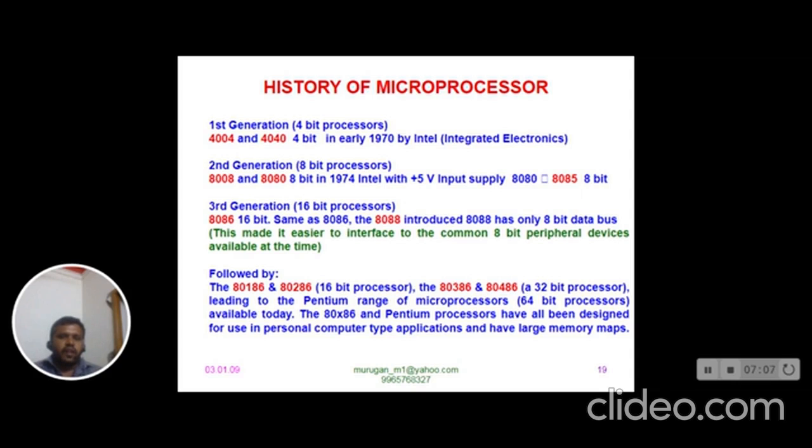The 8086 and Pentium processors have all been designed for personal computer type applications and have large memory maps. In the third generation only, we have the desktop computer. The desktop computer shows various applications with the use of the Pentium processor, starting from the 8086 processor.